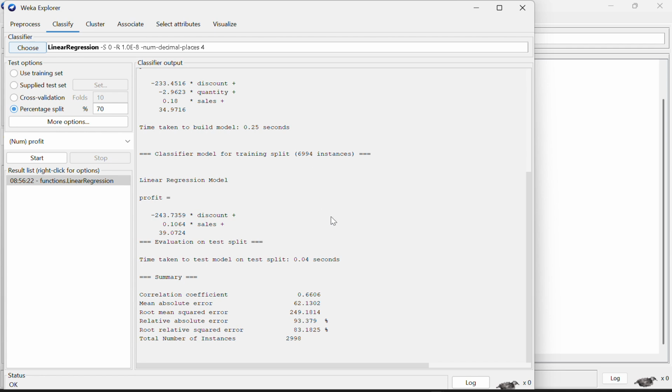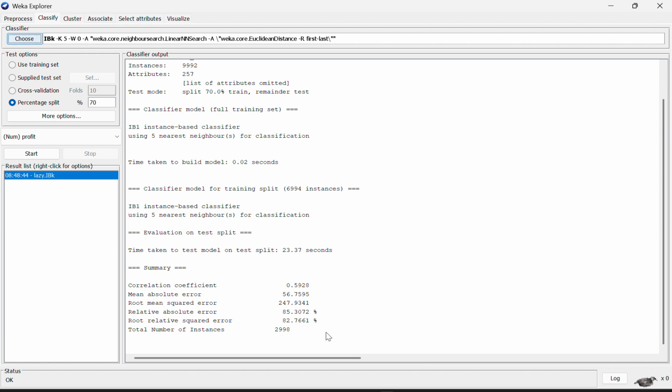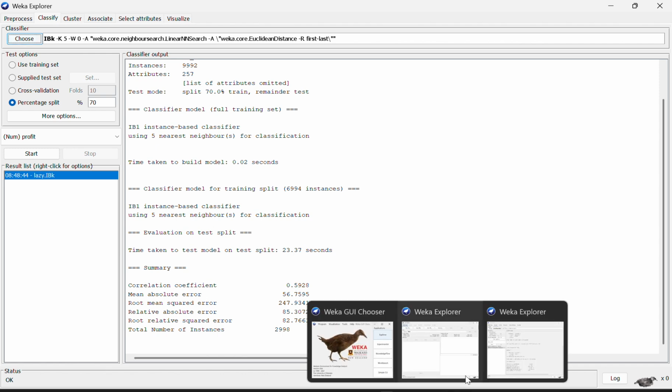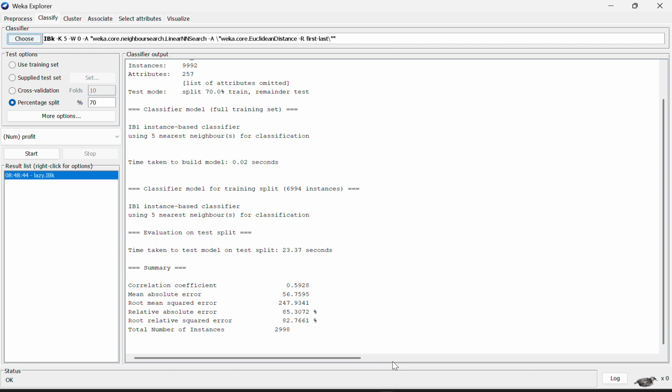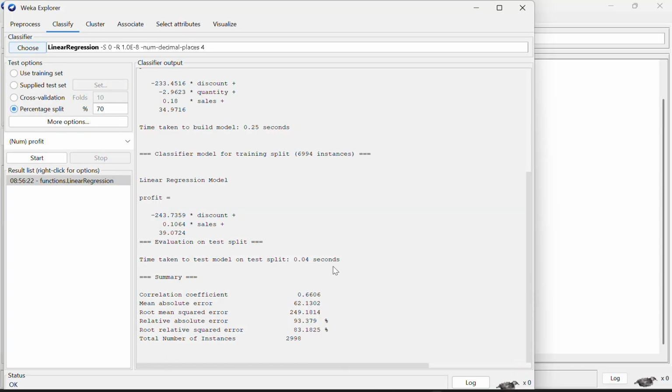In terms of results, KNN had a higher correlation of 0.59, while the linear regression had 0.666. And if we talk about the MAE value, the MAE of the KNN model is 56.75, which is closer to the actual profit than the linear regression, which has an MAE of 62.13.